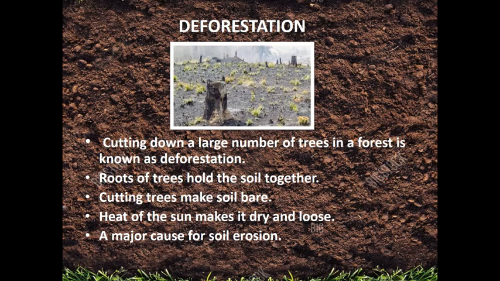So, if we are cutting down trees, the soil becomes uncovered. Then what happens? We have the continuous heat of the sun, right? Then it makes the soil dry and loose. Even the roots of the trees hold the soil together. If we are cutting down trees, then the soil becomes uncovered. So this is one of the reasons for soil erosion.